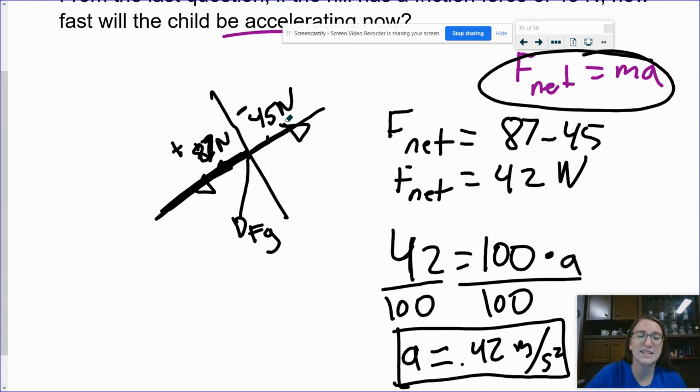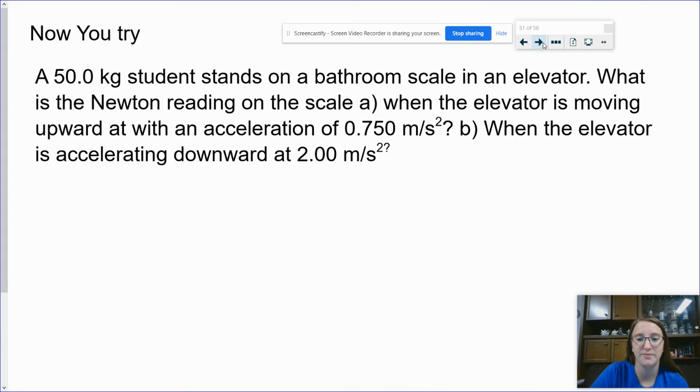Again, we were finding the net force in the direction of motion, and we already found that the x component of gravity would be 87. So that's why I didn't need to redo this whole question. I already found it was 87 in that direction, fighting against a friction of 45. Okay, this is another now you try.